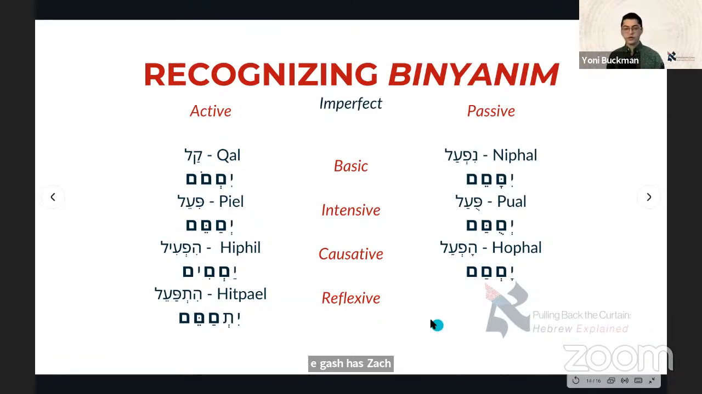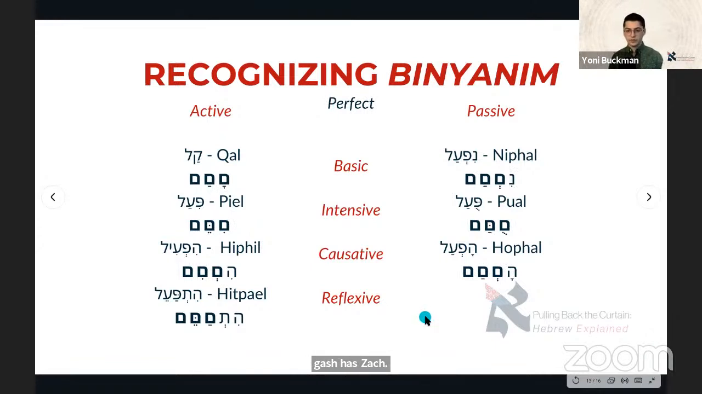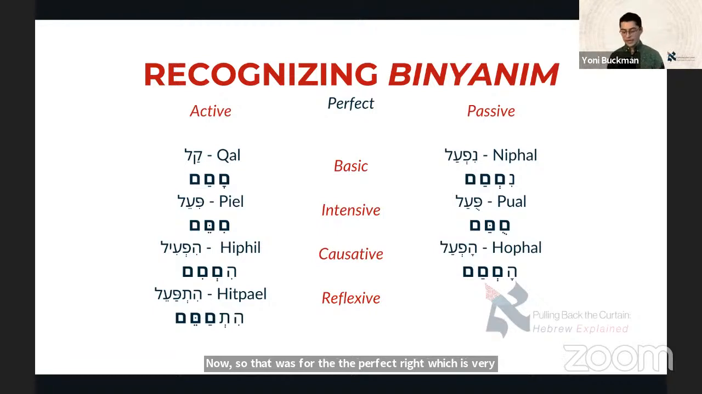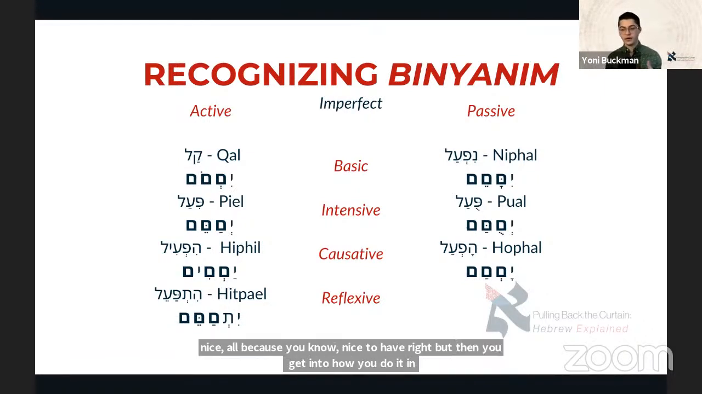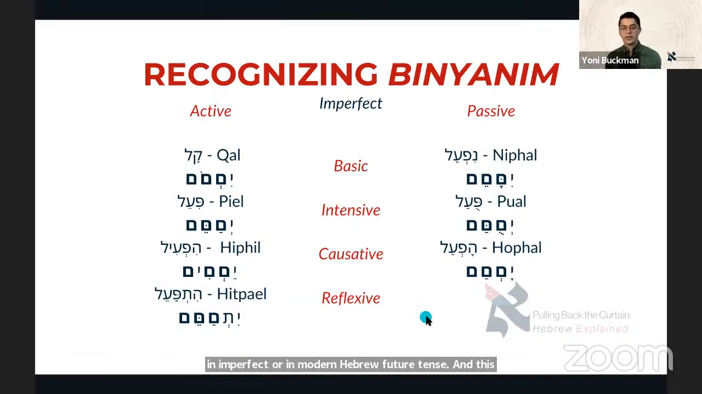Now, that was for the perfect, right? Which is very common. We use it as an example. The perfect is where you get the names from. So the perfect passive basic is nif'al, because nichtav, right? But then you get into how to do it in the imperfect, or in modern Hebrew, future tense. And here you also get a lot of these prefixes.